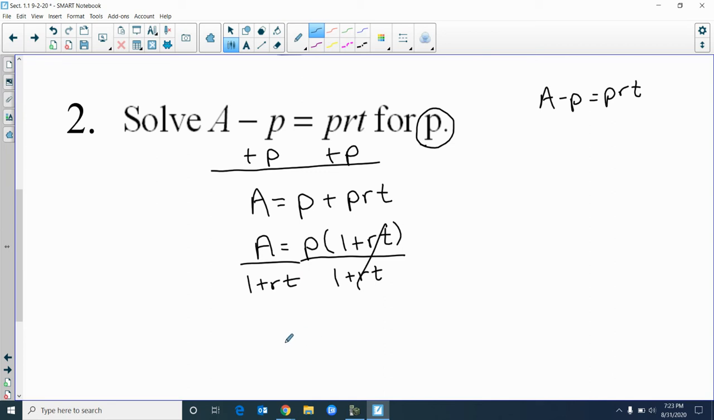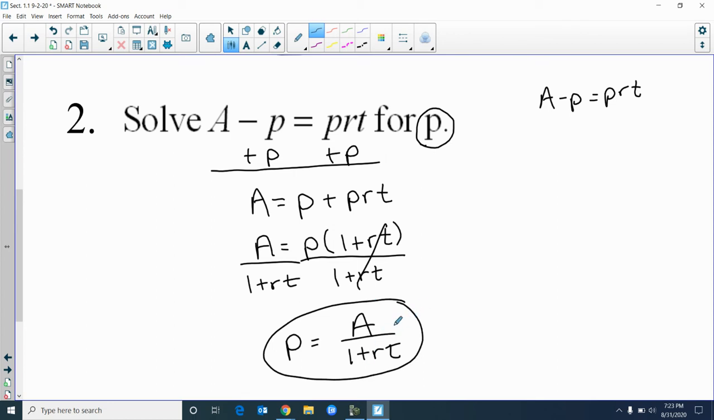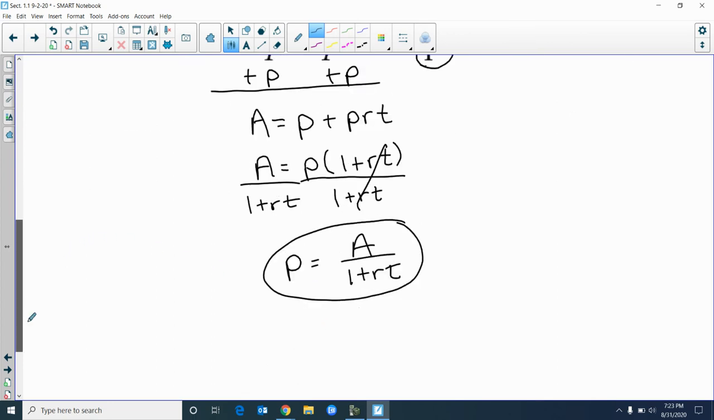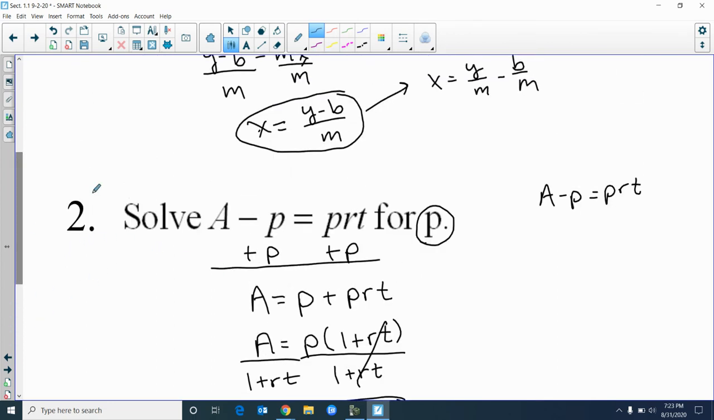So those cancel, and I'm just going to write the P first. It is A divided by 1 plus RT. That is an acceptable answer. That's not a complex fraction. You got a single numerator, a single expression in the denominator. So you're done with that one.